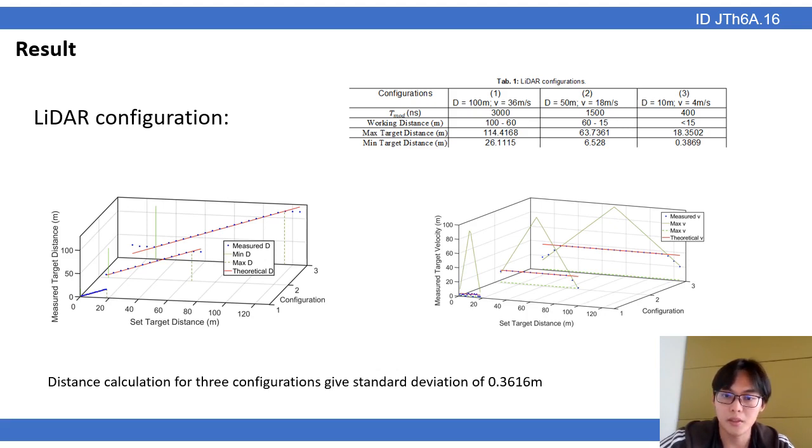Here you can see the same goes for the target speed measurements, except for configuration 1, when the distance is very large and speed is very high, when the distance is very small, speed is very high, we see a lot of oscillations here. The distance calculation for the three configurations gives a standard deviation of 0.3616 meters, which is acceptable.